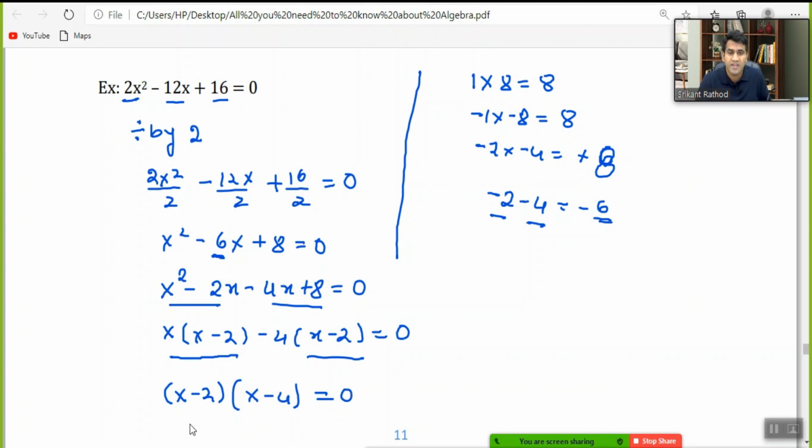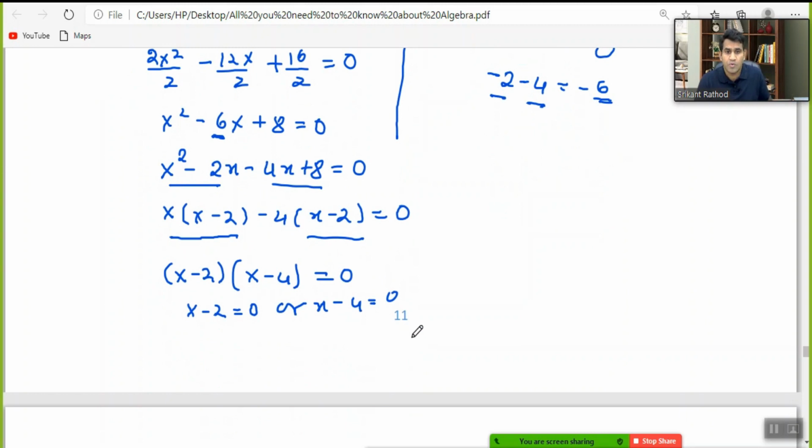To make this entire expression equal to 0, either x minus 2 equal to 0 or x minus 4 equal to 0. So from this we can say your roots are x equals 2 and x equals 4, the roots of the quadratic equation.